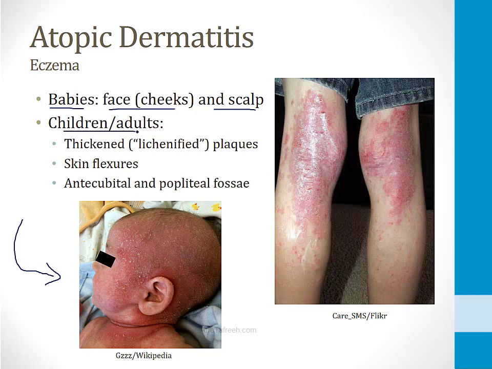In children and adults, it typically leads to development of plaques. These plaques are often thickened. That's referred to as lichenified, and they classically occur at the skin flexures. So they're going to be at the antecubital or popliteal fossa. This is a picture of a child here who has eczema at the level of the knees.